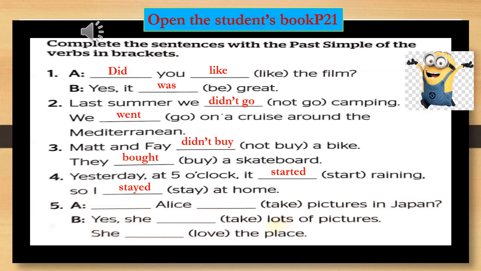Number 5. Alice take pictures in Japan. This is a question. Yes, she took lots of pictures. She loved the place. What's the answer? Did Alice take pictures in Japan? Yes, she took lots of pictures. She loved the place. I will just put D in love because the last letter is E.